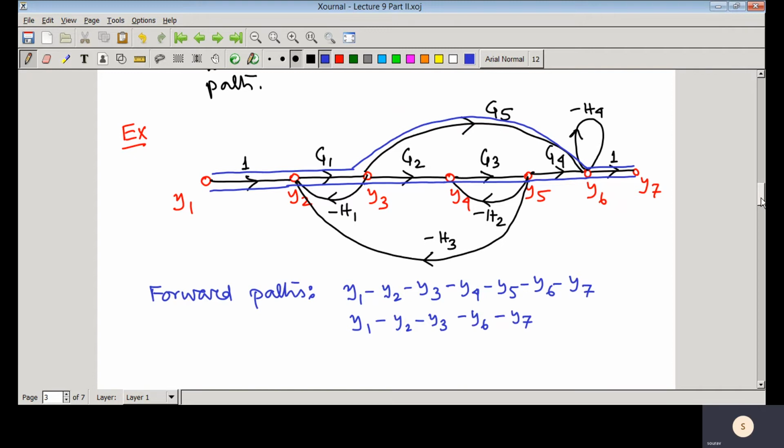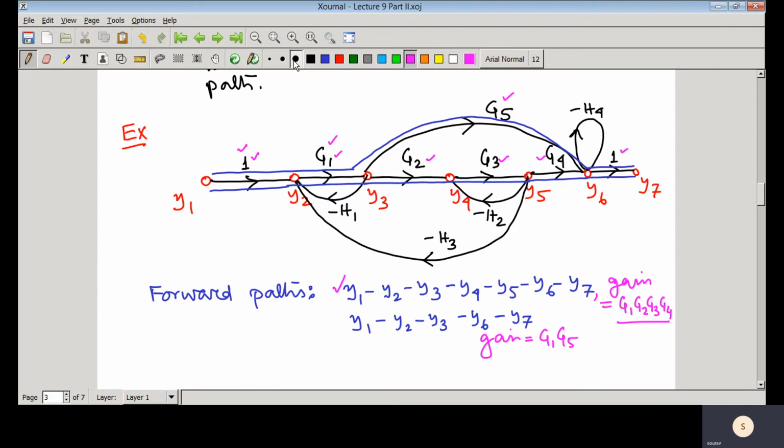So what is the forward path gain? For this first forward path, you can see here 1 into g1 into g2 g3 g4. So that is g1 g2 g3 g4. So if we say that this is the first forward path, the gain is this one. And for the second forward path, we have the gain 1 into g1 into g5 into 1. So in this case, that gain is g1 into g5.